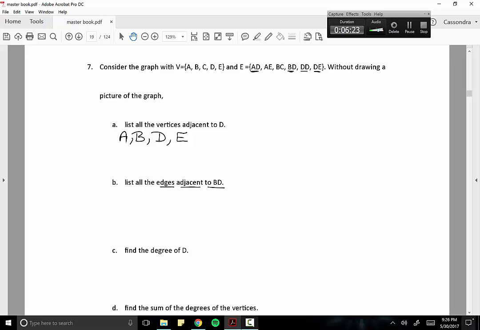Edges adjacent to BD means anything with a B or a D in it. So we have AD is connected to BD. AE is not. BC is. BD is not adjacent to itself. If it was there twice, it would be, but it is not. DD is connected to BC, and then DE as well. The degree of D is how many times D shows up in this set. Shows up 5 times. So the degree of D is 5.